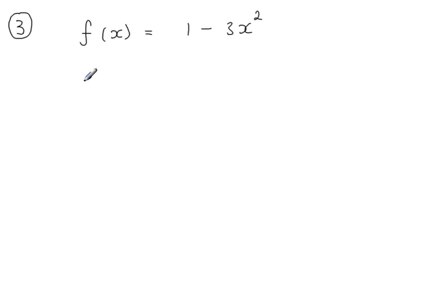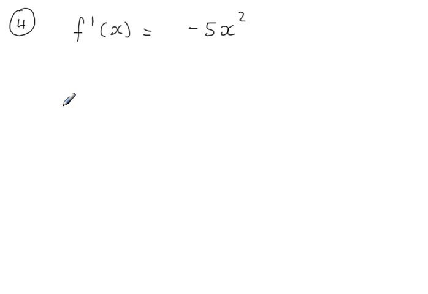Using the function notation here, f dash x is equal to, differentiating a constant gives you nothing. That 2 times the minus 3 gives you minus 6, x to the power of 1. And then this is the second derivative now, which gives you minus 6. In this example, the first derivative has already been worked out, so if we just differentiate once more, we'll get the second derivative, minus 10x.